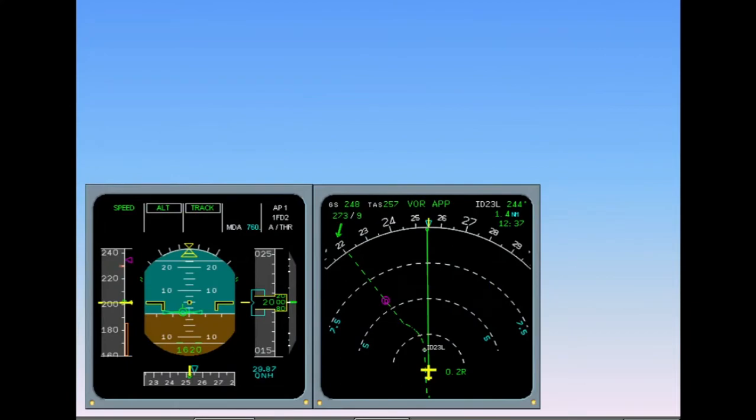You are level at 2,000 feet, the approach phase has been activated, the weather is VFR, and you are going to do a visual approach, backed up by the data for a VOR approach to runway 23. You have chosen to fly the approach using track flight path angle. The FMAs show altitude and track, indicating that the aircraft will now maintain 2,000 feet on a selected track of 255.